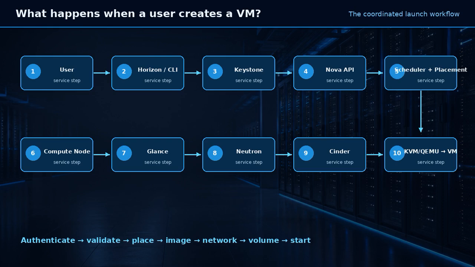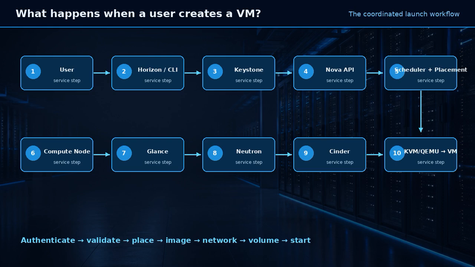After a host is selected, Nova Compute on that host prepares the instance. The compute service retrieves the boot image through Glance. Neutron creates or connects the required port, applies network policy, and configures the virtual interface. If the user requested persistent storage, Nova coordinates with Cinder, whose scheduler and backend create or select a volume. Finally, Nova Compute asks the hypervisor to create the guest, connect its disk and network, and start it. Status updates travel back through the APIs, and the user sees the instance become available.